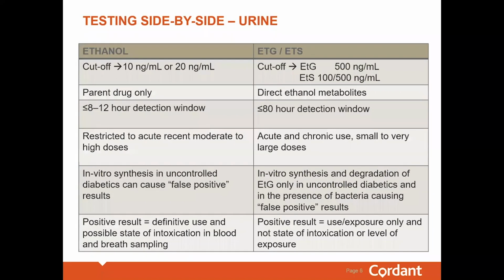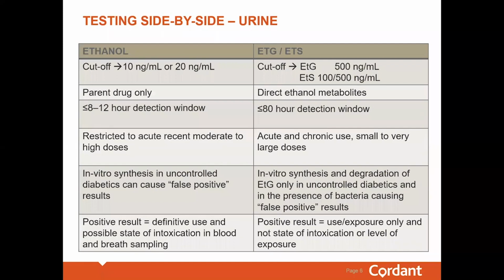So let's take a look at the two most common tests side by side in urine. Traditional testing used to be for parent ethanol, which was limited to same-day, moderate to high doses, and very recent use with a detection window of around 8 to 12 hours. With the introduction of ETG and ETS, we can now capture a much longer window of up to 80 hours since use. We can see small or large doses, acute and chronic use, giving us a better view of an individual's choice.